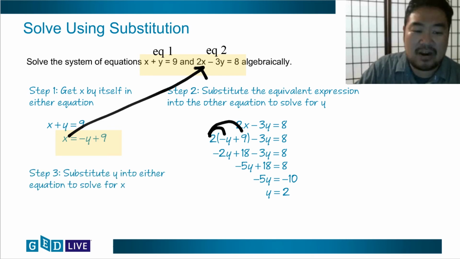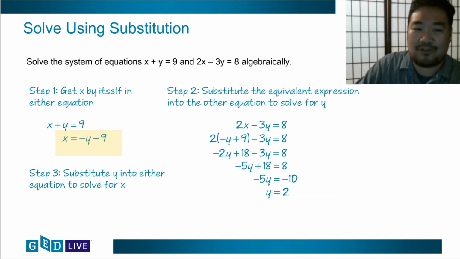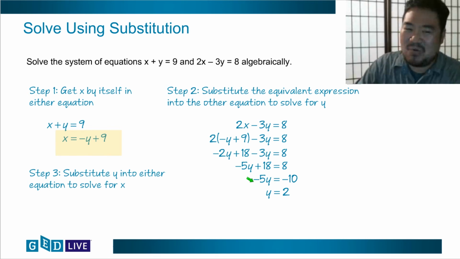And then from here, if we wanted to know what x is, and if you notice what step 3 says, step 3 says substitute y into either equation to solve for x. Either equation to solve for x. But let's be realistic, folks. Do we want to substitute y equals 2 into this equation or this equation? Equation 1 or equation 2?